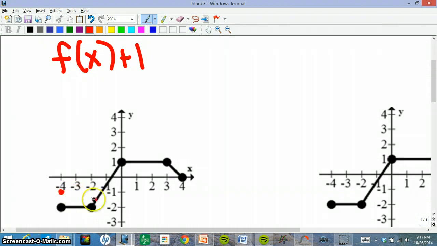So -4 now outputs -1. Likewise, -2 now outputs -1. 0, 1, up 1 unit, now 0, 2. 3, 1 becomes 3, 2. And 4, 0 becomes 4, 1. And connect it as smoothly as possible to build a congruent looking graph. There we go. Simple as that. Adding 1 to a function translates the graph up 1, or shifts up the graph 1 unit.